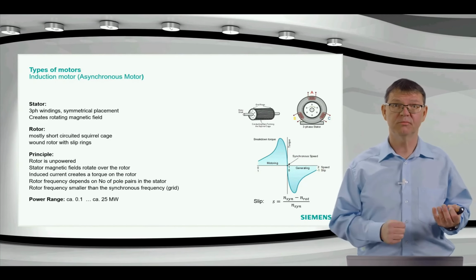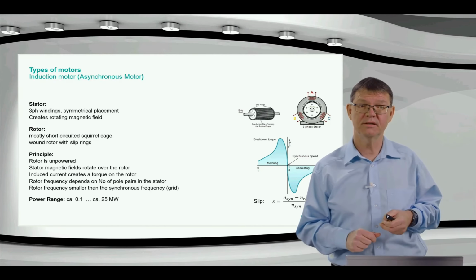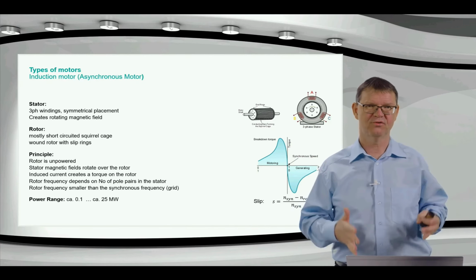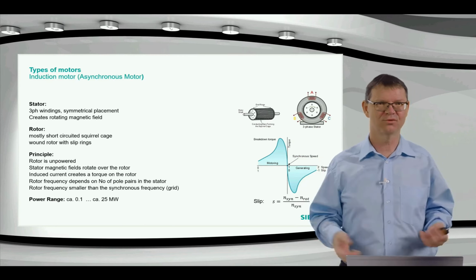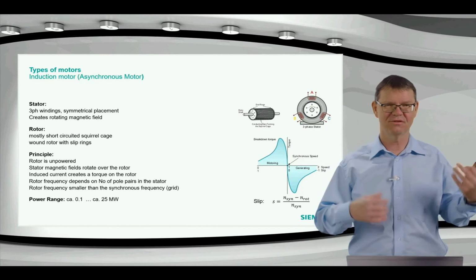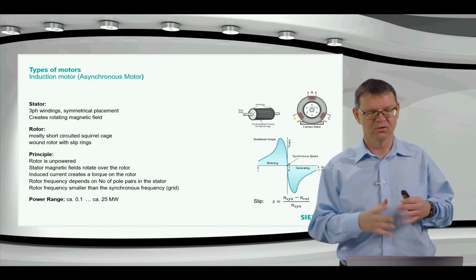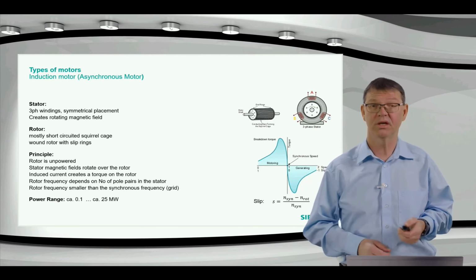The power range of an asynchronous motor is roughly in the range as indicated here. It's more a guideline. It's not that we have a strict border here. I did not investigate the complete internet to see if there is a motor manufacturer which has even bigger motors. So I think the majority will be in that range, even lower than 25 megawatt normally.